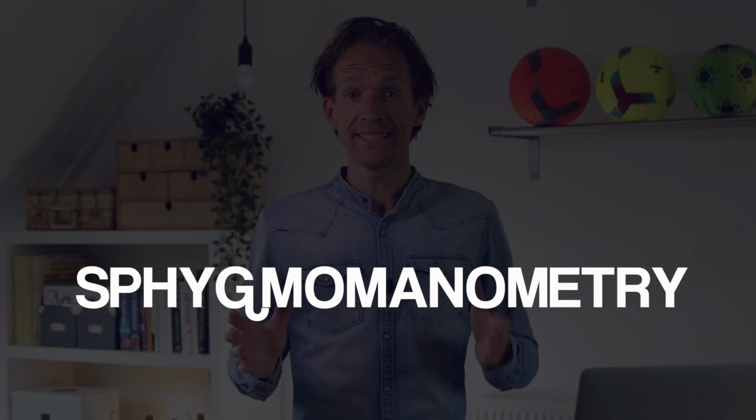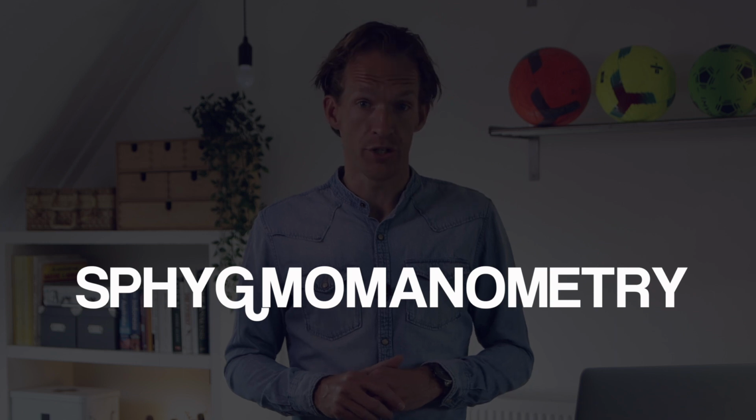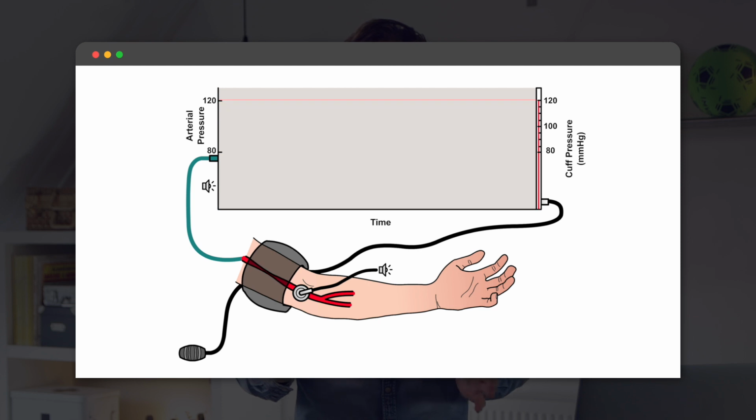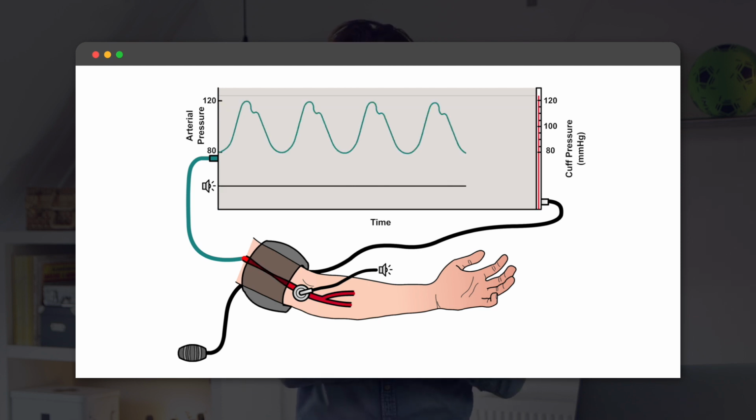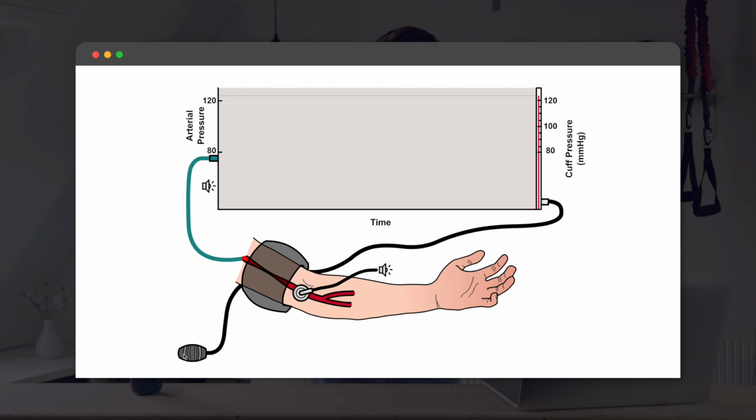Sphygmomanometry is the measurement of blood pressure. Depending on your skills, you could do that either manually with a stethoscope and a manual cuff, or with an automatic device. The concept is still the same. You inflate your cuff around the left arm to completely block the flow of blood through the brachial artery. From that high cuff pressure, you will gradually lower the pressure while you listen for blood flow.